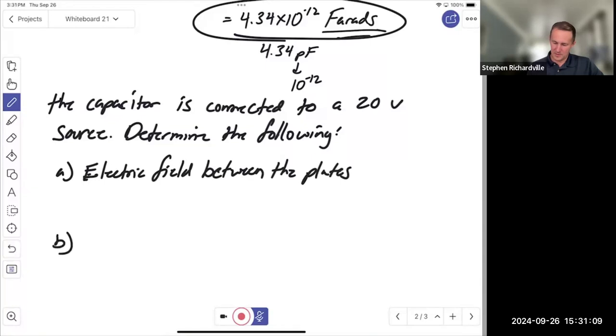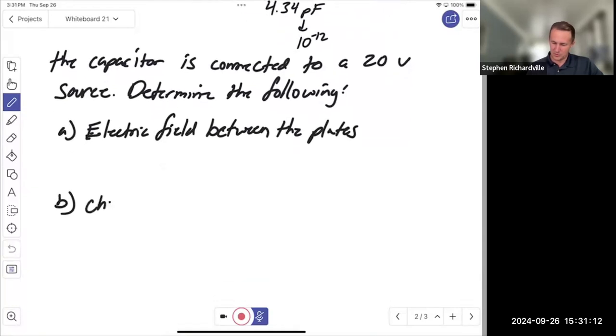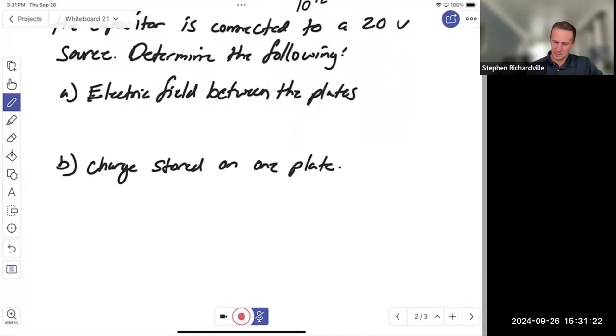Or B, the charge stored on one plate, or C, the energy?